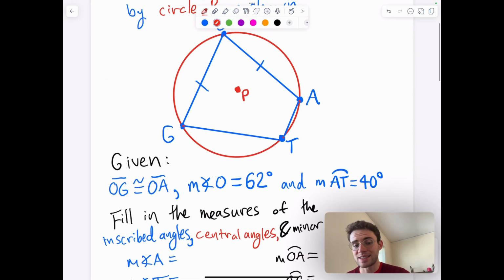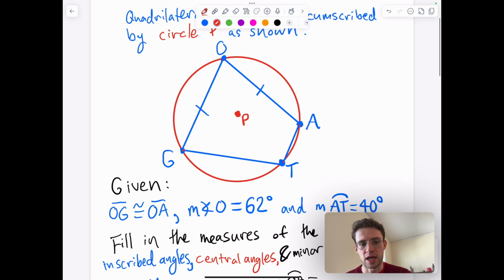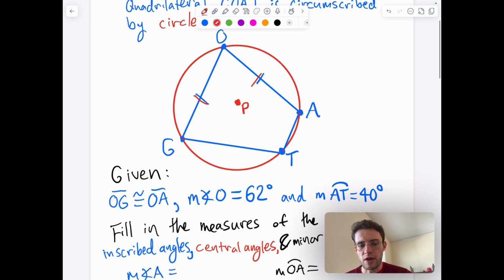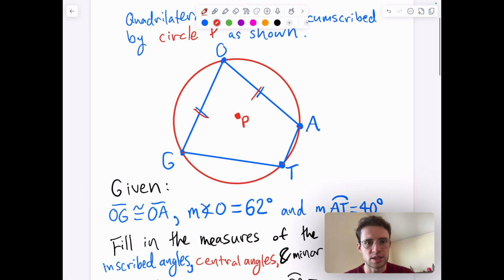So we're given that side OG is congruent to side OA. That's shown here with these lines, right? You can see this line and this line signify they have the same length. They're congruent sides. And then the measure of angle O, which is this angle up here, is 62 degrees. So let me just label that on there.